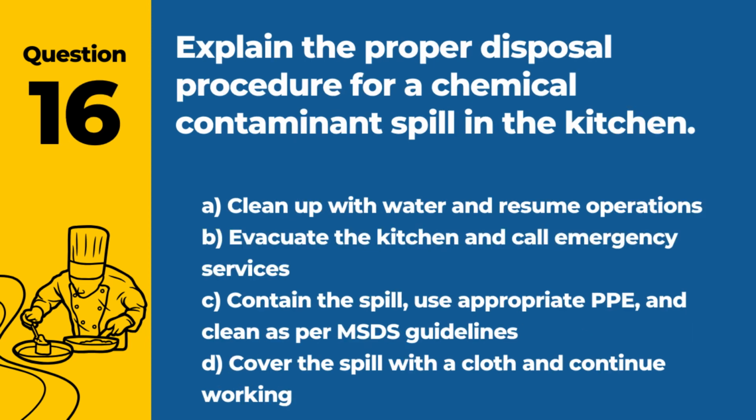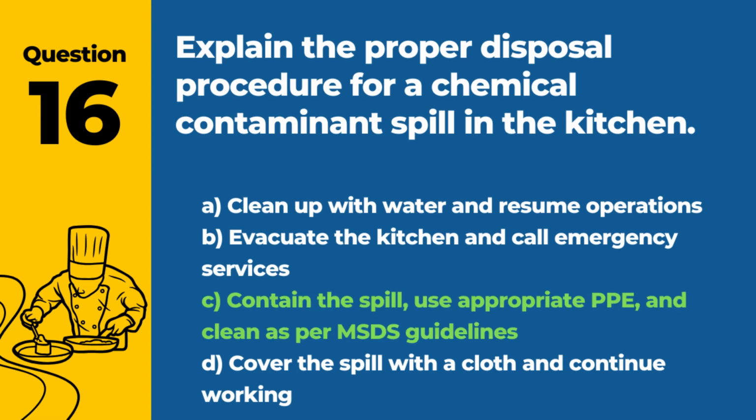Question 16. Explain the proper disposal procedure for a chemical contaminant spill in the kitchen. A. Clean up with water and resume operations. B. Evacuate the kitchen and call emergency services. C. Contain the spill, use appropriate PPE, and clean as per MSDS guidelines. D. Cover the spill with a cloth and continue working.